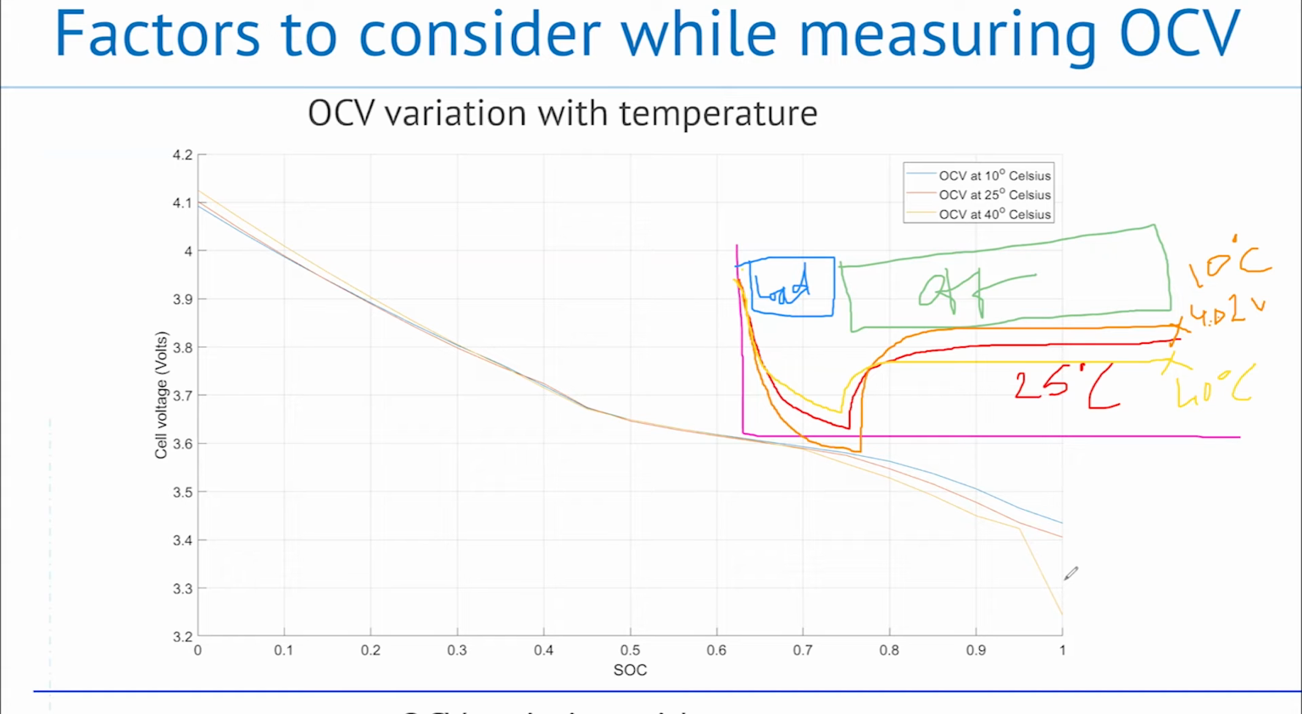If you repeat the same discharge experiment multiple times, you will notice that your voltage curve also goes on changing as you change the temperature. So this is basically what is happening here, and this is what you're observing in terms of the OCV changing its trend line below the 60% mark.